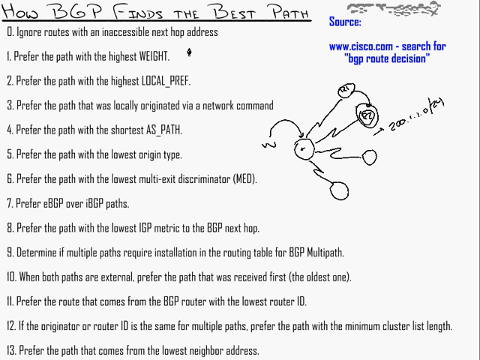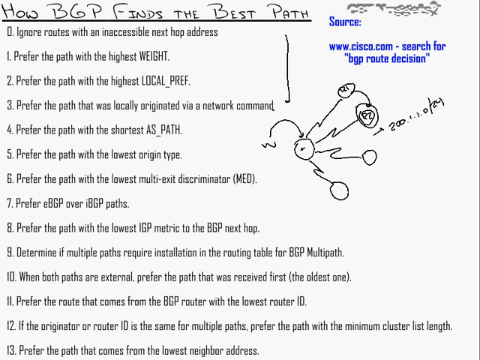All of these things require that you, as an administrator, set something, meaning that they will be all tied by default unless you change something. So if you haven't changed anything, it's just going to keep working down this list and reach this third one. Prefer the path that was locally originated via a network command.